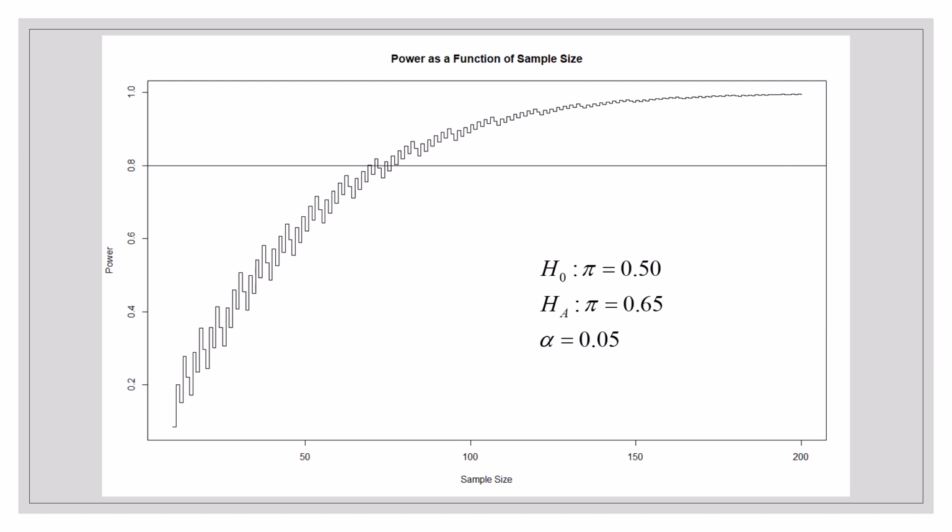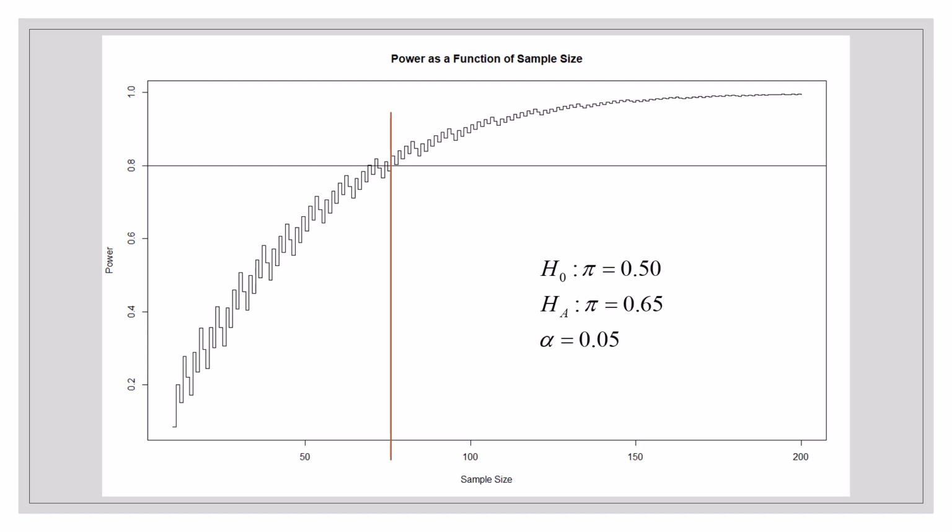If I want to keep my type 2 error at no more than 0.20, then I want my power to be at least 80%. So here I have drawn a line at 0.80 for 80% power, and I want to find the sample size at which the power will no longer drop below 0.80. And as long as I have at least that many observations in my sample, I'm good.